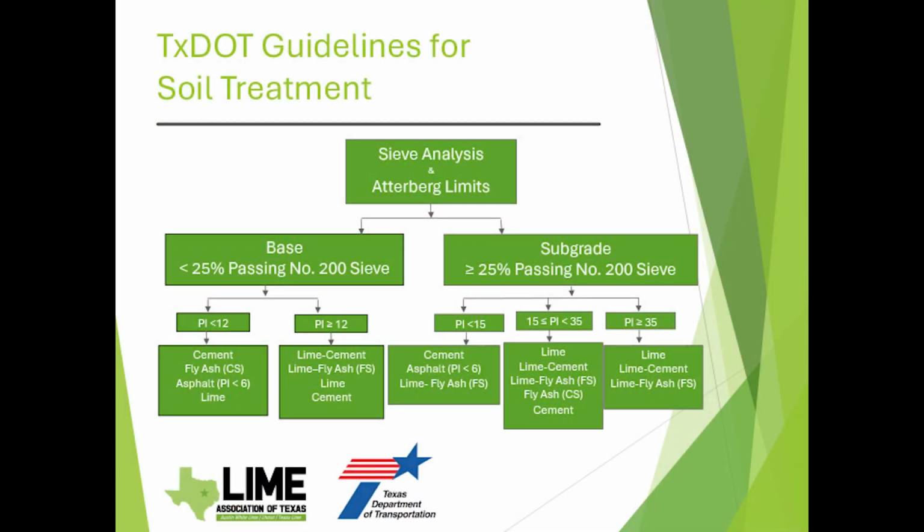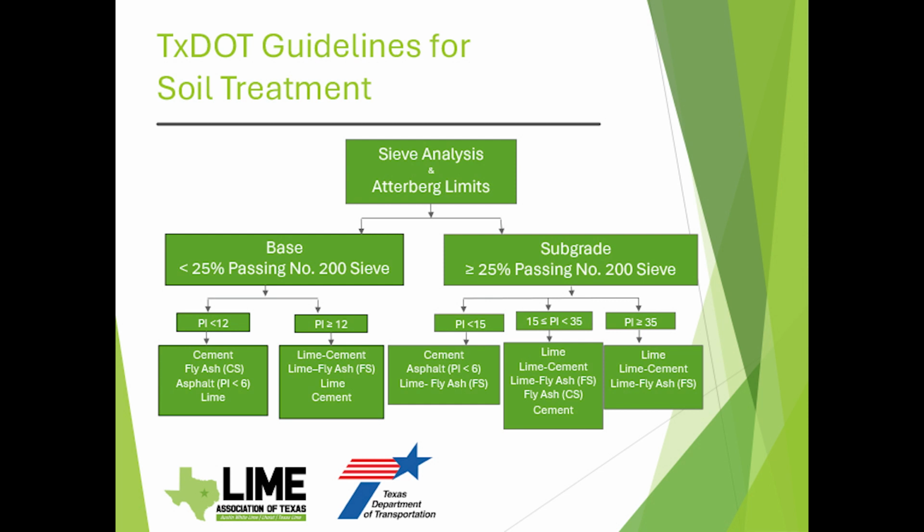Those are Atterberg limits. So one of the first things we look at is run a PI on that native material and determine where it fits into. The other thing we look at is the grain size. When we're talking about base materials, you can look on the screen here on the left-hand side, base materials will have less than 25% passing the number 200 sieve.